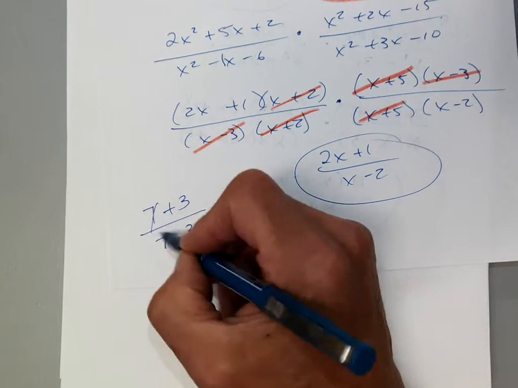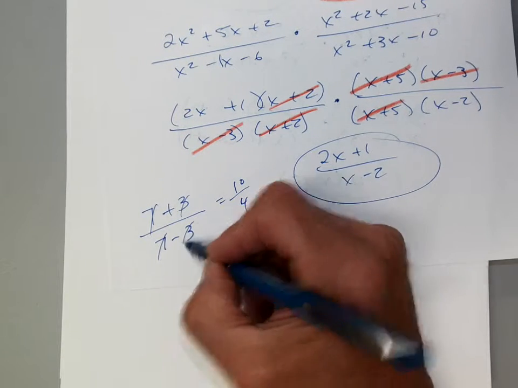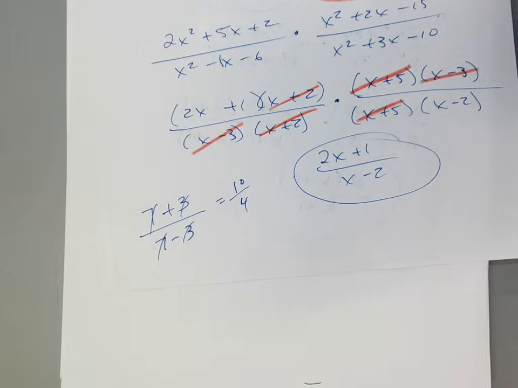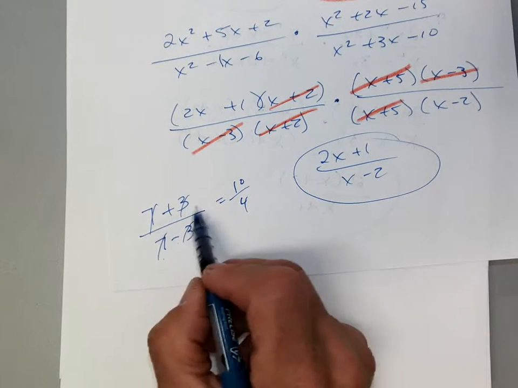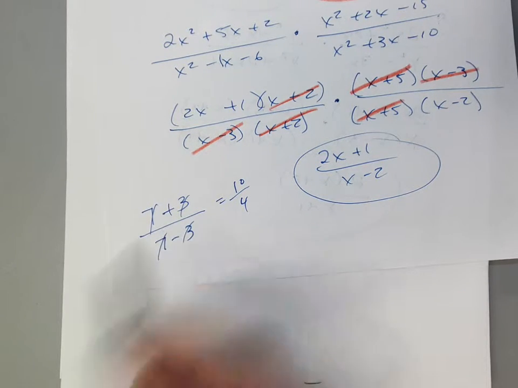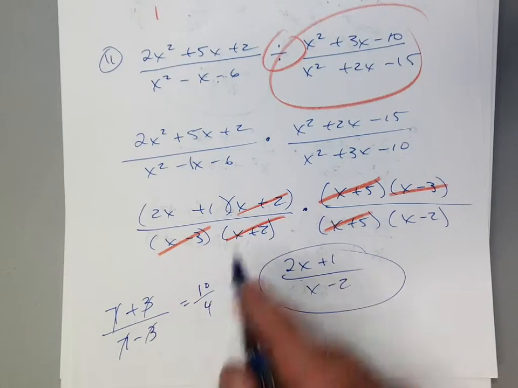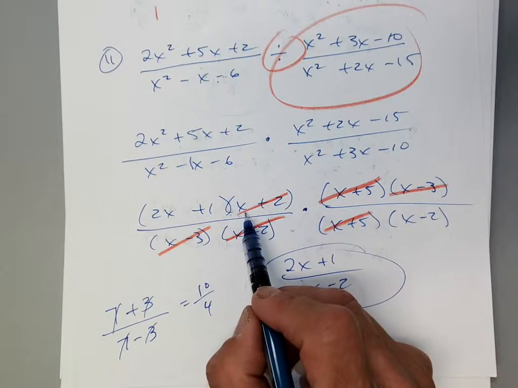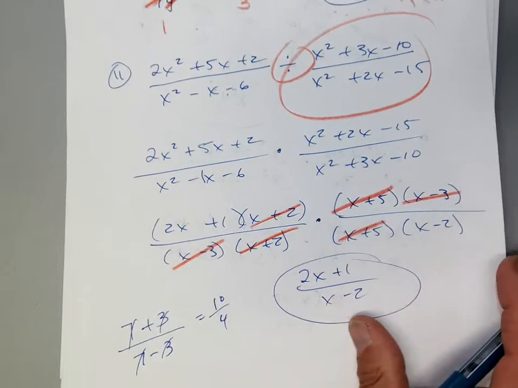But what if you cancel the 7s and you cancel the 3s? Will you get the same answer? No, so don't do that, because it really isn't 7 plus 3, it really is 10, isn't it? And the same thing here, this is really an x plus 2. It's not an x, it's an x plus 2. Okay? Does that help show you why?